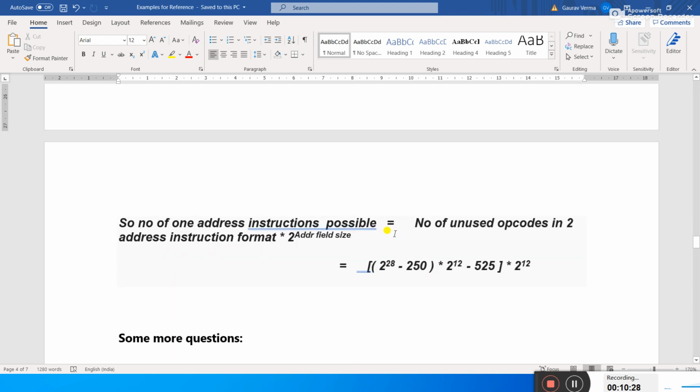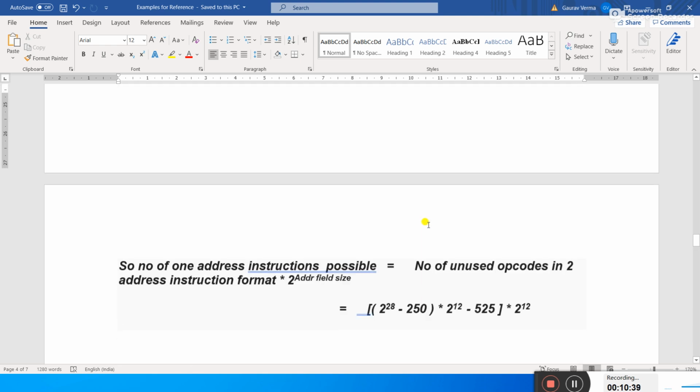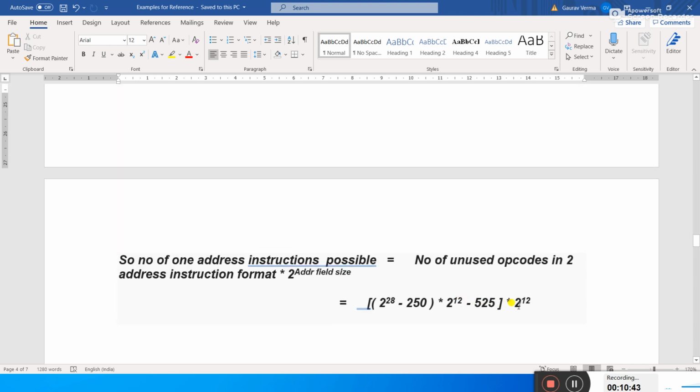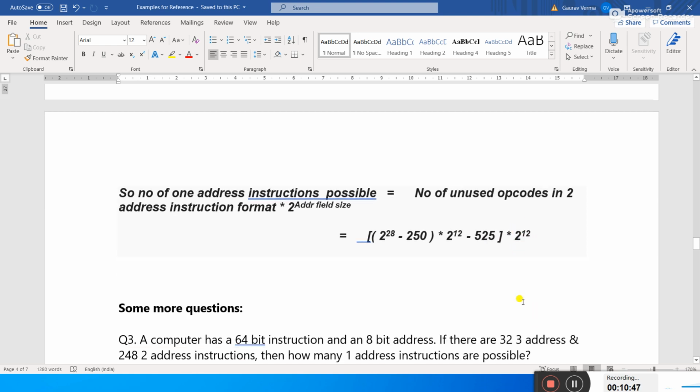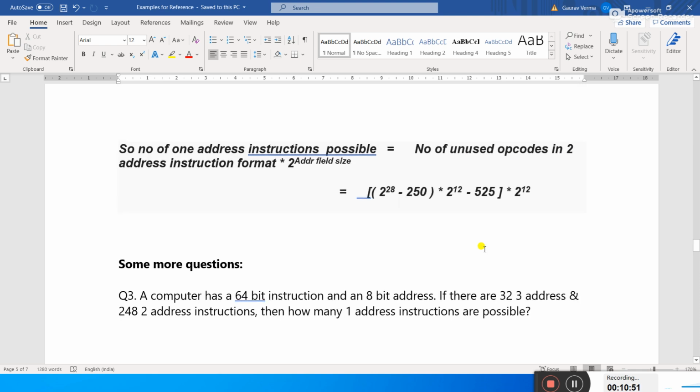Now he is asking only for the one address, so we will count the number of one address instructions possible. It will be 2 to the power 28 minus 250, which is this value, into 2 to the power 12, minus 525 into the address field. The address field is 2 to the power 12. So this is the number of instructions possible for the given format.